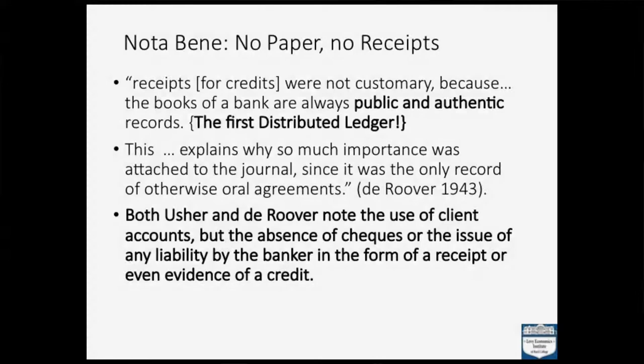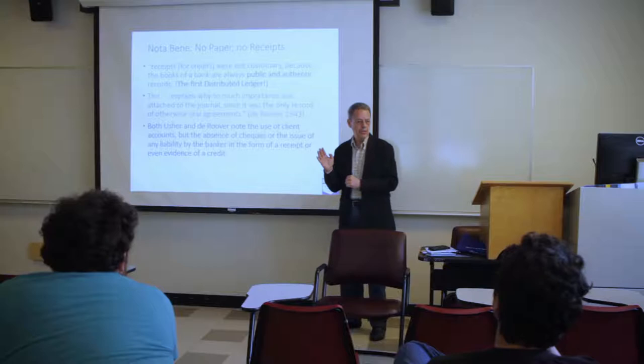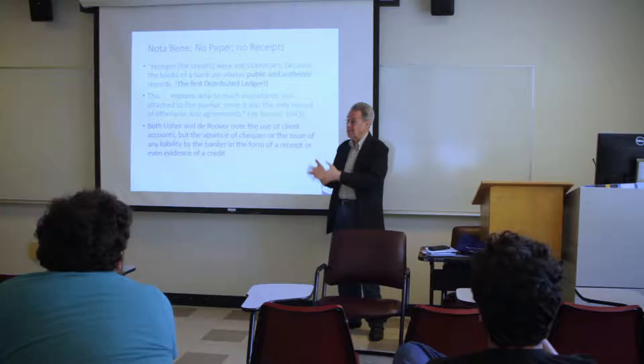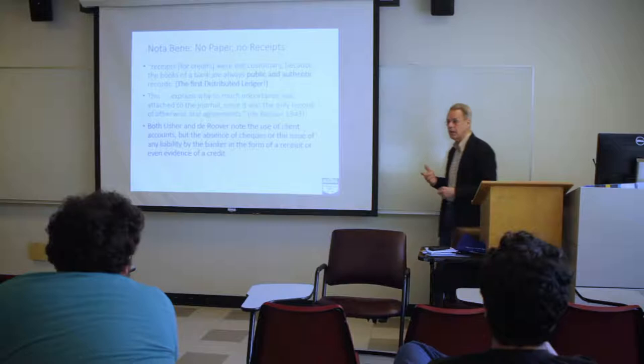Receipts for credits were not customary because the books of the bank were always public and authentic records. This is the other thing. The legal representation here was imposed by the notaries. It wasn't necessarily the state which said this. It's the notaries who said this. The notaries produced the regulations themselves, what we are willing or not willing to accept, and they were public records. Anybody could go in and look, which was the important part of it.